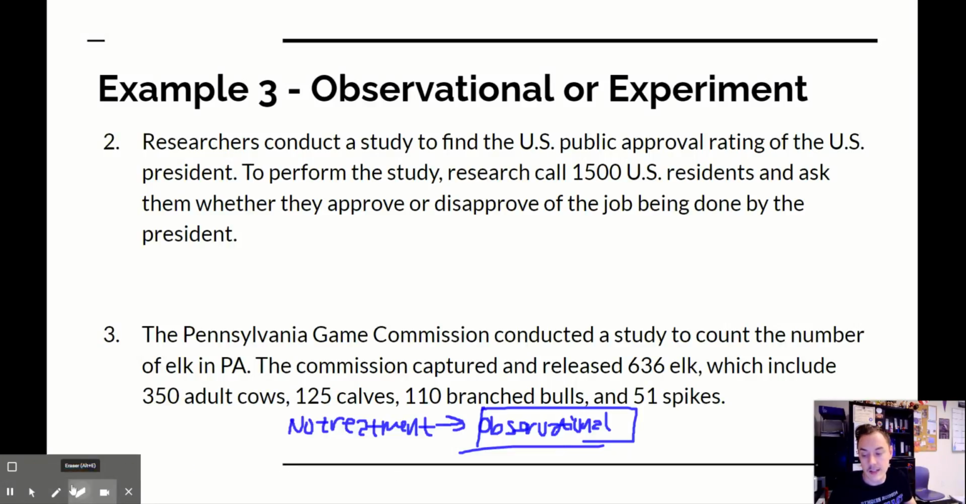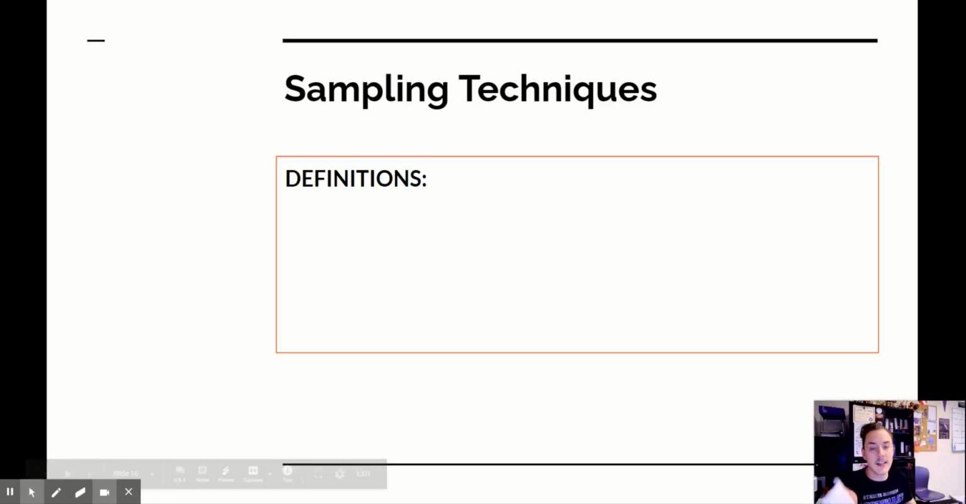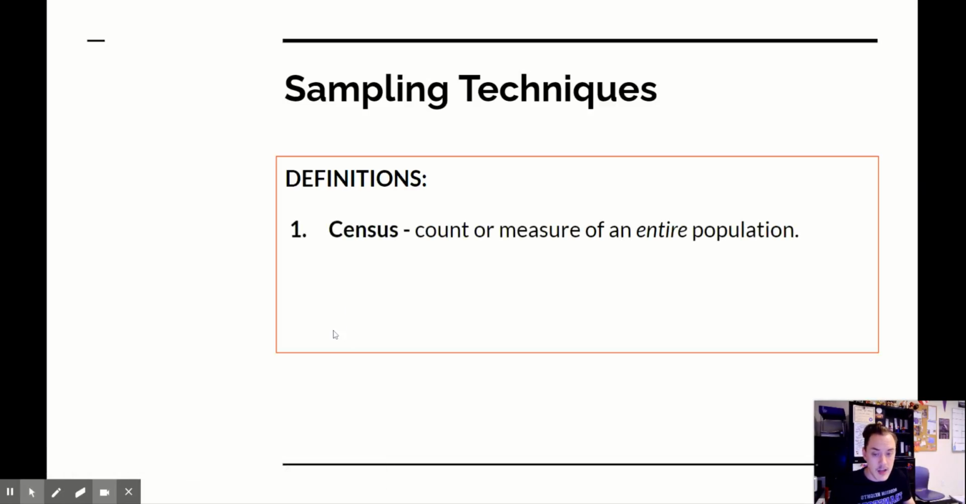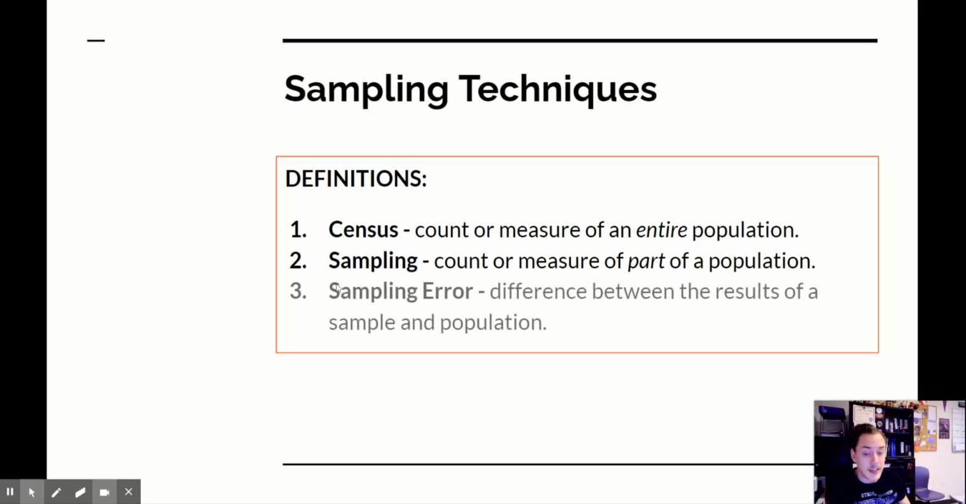Okay, let's erase. Sampling techniques. What are sampling techniques? Sampling techniques, there's a variety of them. First of all, there's a census. Okay, here are some definitions. Okay, first of all, here you can take a census, you can take sampling, or you can take a sampling error. So here are some definitions before we actually get into sampling techniques.